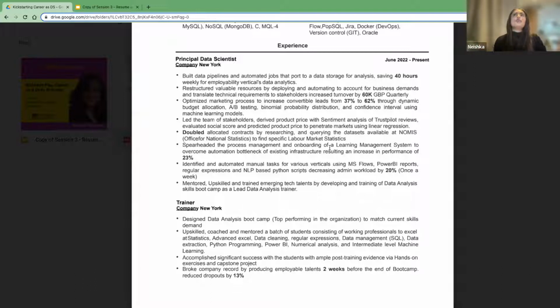So if you see, 3 lines, 3 bullet points are more than enough. Maybe 4 lines is really more than enough. You don't need so much information in one place.